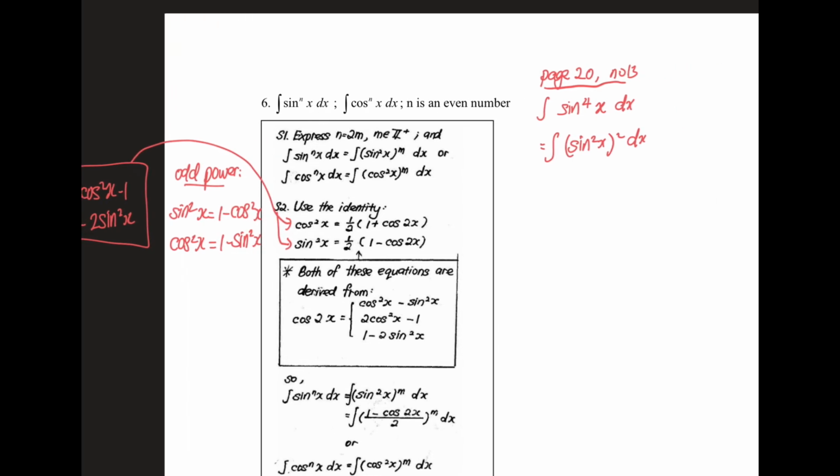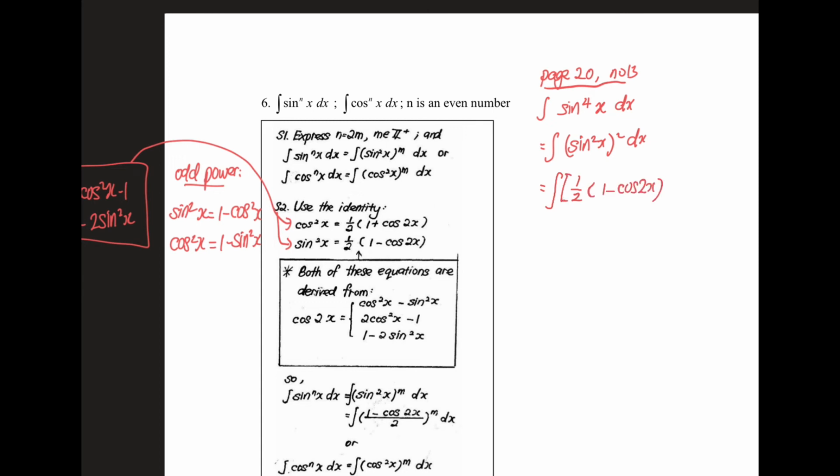Now let's continue. For cos square, you change it to half, 1 plus cos 2x. So why do we need to change it? We change it so that we can integrate by using a particular formula. So if you have sine square, you change it to half, 1 minus cos 2x. Okay, so let's see the example here. Now I have sine square in the bracket, so I change it to half, 1 minus cos 2x.